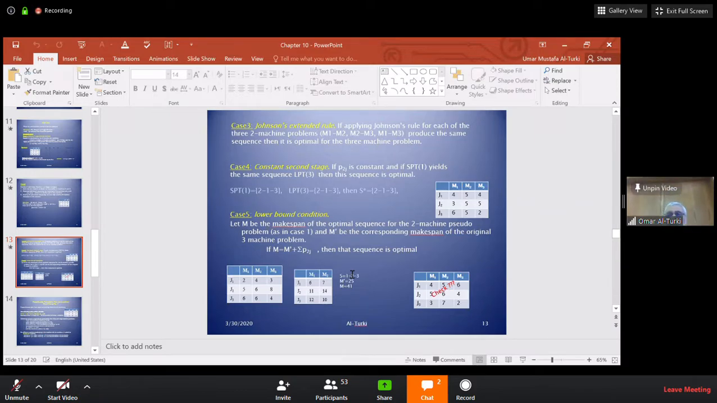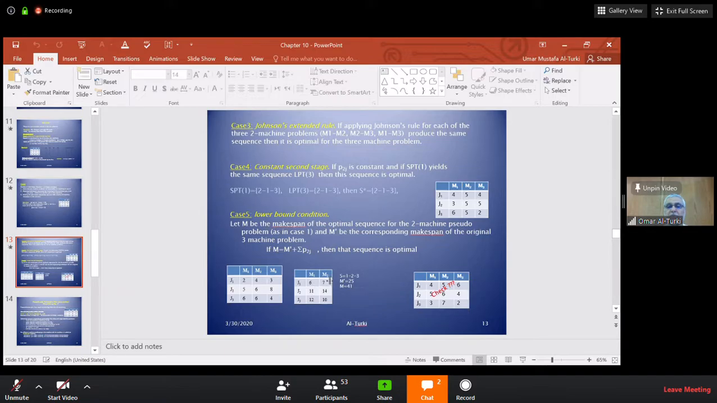Now what I did here, this is a three machine problem. This is the two machine pseudo problem. Was there any dominance here? Was machine 2 dominated by any one of the other machines? No, there is no dominance here. Okay. Now the two machine problem will be this one. 2 plus 4 is 6. 5 plus 6 is 11. 6 plus 6 is 12. 4 plus 3 is 7. 6 plus 8 is 14, and so on. So this is the two machine pseudo problem.